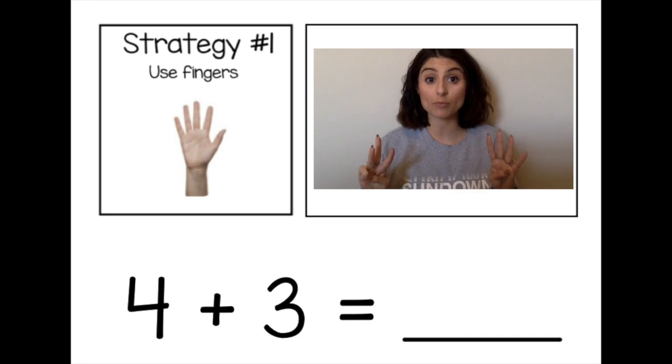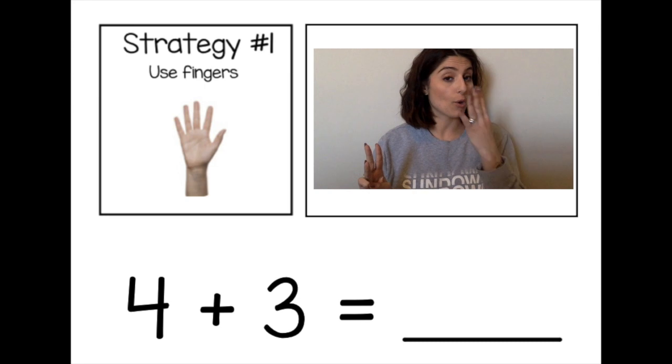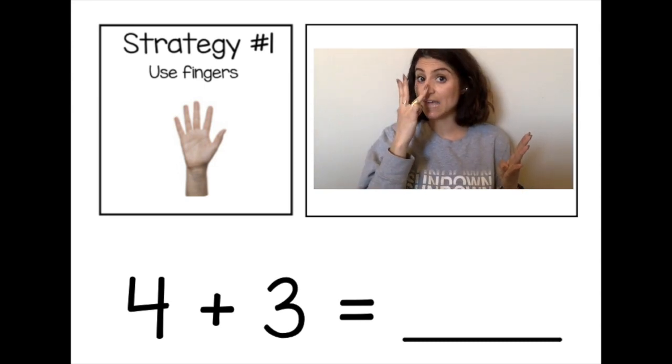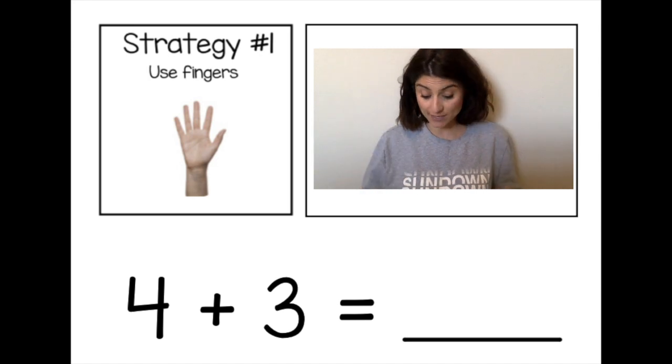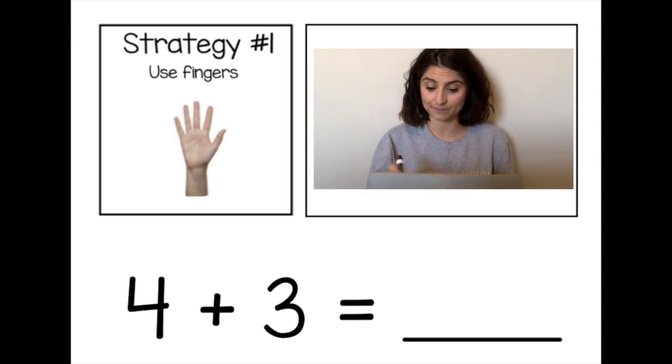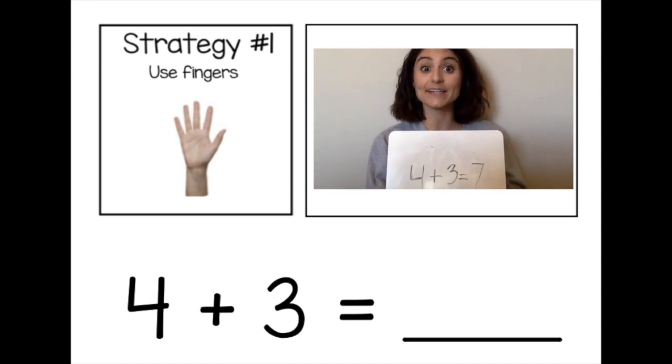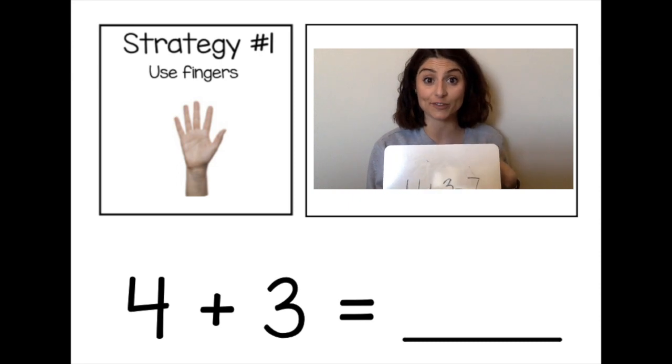Now I like to count them on my nose to make sure I touch every finger. Let's count together. Ready? 1, 2, 3, 4, 5, 6, 7. 4 plus 3 gets you 7. So let's write 7. 4 plus 3 equals 7. Let's erase and use our fingers again for the next one.